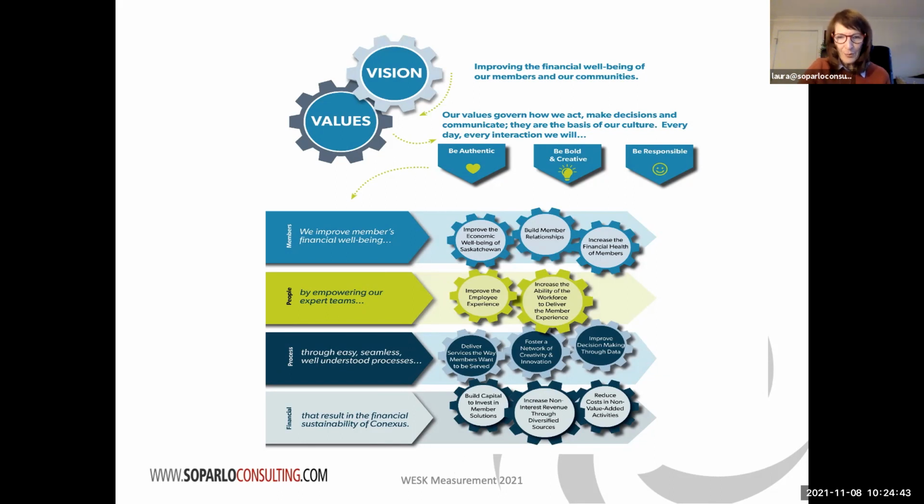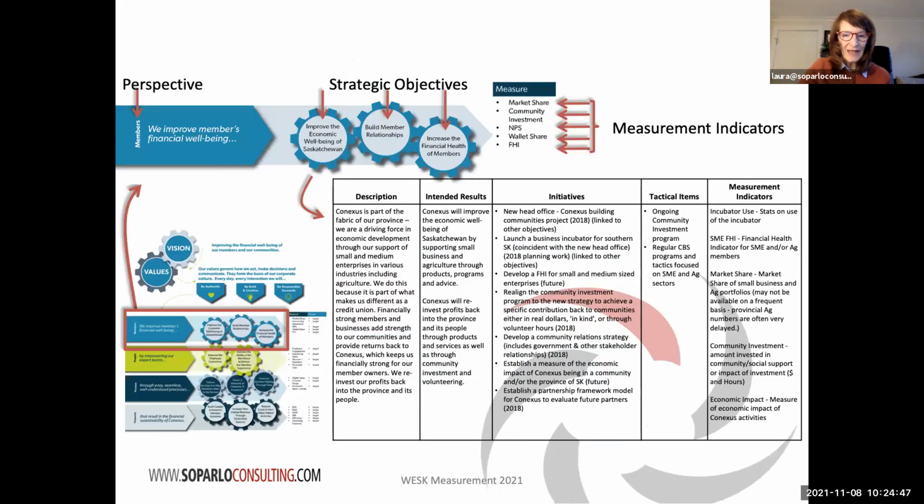Now watch them break it down, and this slide comes from actually working with them. So let's take, you can see improve economic well-being, build member relationships, and increase financial membership. So now they're describing this objective. What does this even mean for us? And why is that important?